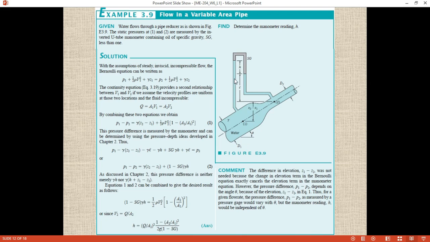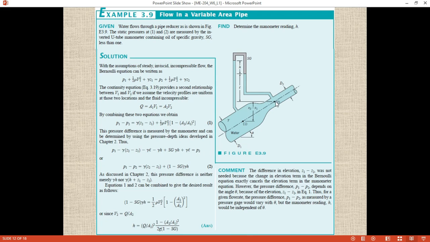Then we are going further up, that means gamma into L1, so this is minus gamma L1. Then we are going further up, so minus gamma into H. Now you can bring this equal sign here. If you bring this equal sign here, this will go to the other side and this will go to the other side. So P2 minus gamma L minus Sg into gamma H.